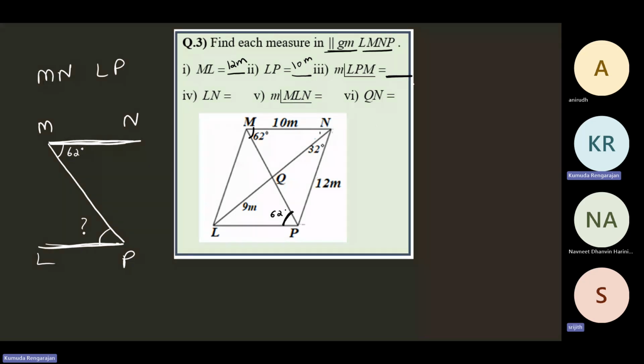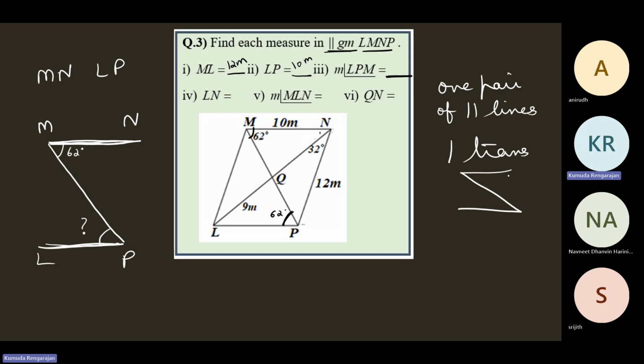At a time, you should take only one pair of parallel lines and one transversal. So in all, there should be only three lines. See here, parallel line, transversal, parallel line. That is line, transversal, line. And these two lines are parallel. Okay, fine. So the first one, measure of LPM is equal to 62 degrees, is right.